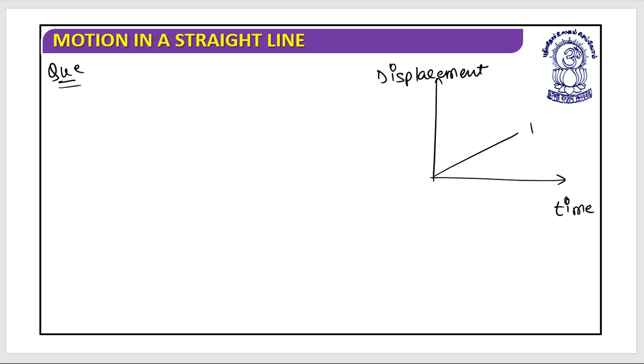This is particle 1, this is particle 2, and what they have given is this is 30 degree, this is 45 degree, and they have asked to find out the ratio of the velocity of the first particle to the velocity of the second. Now analyze the situation, what we can do.